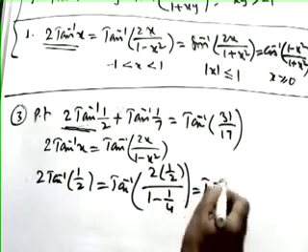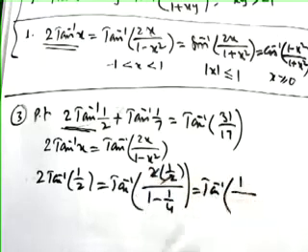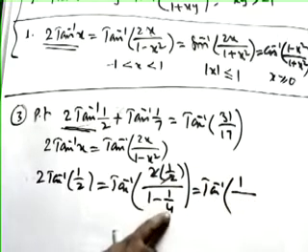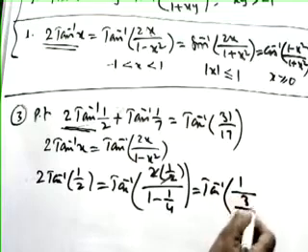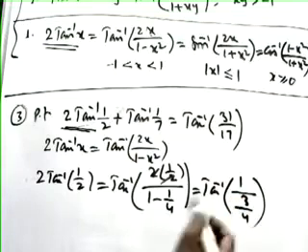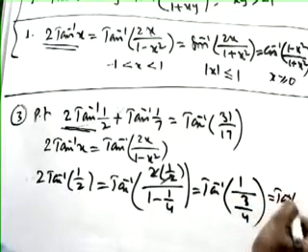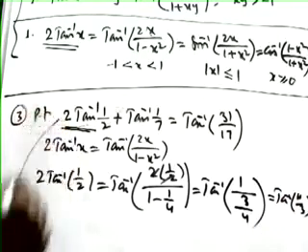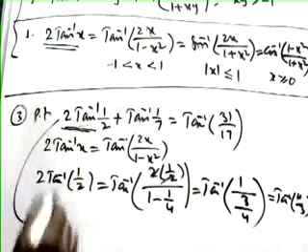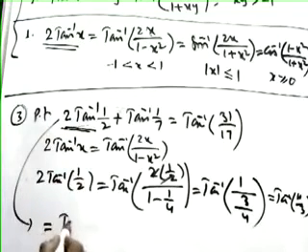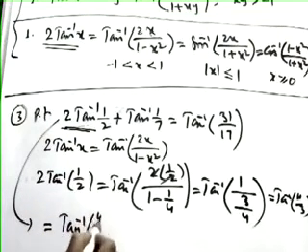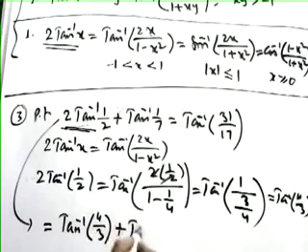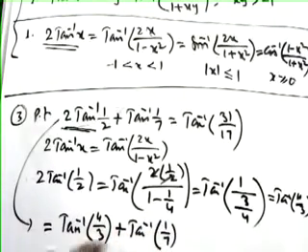1 by 2 square will be 1 by 4. So this will become tan inverse, 2 will get cancelled, 1 divided by, if you take LCM, 4 ones are 4, 4 minus 1, 3 by 4. So bring this 3 by 4 to the numerator, it will be 4 by 3. Okay, 4 by 3. So what will happen? This one, watch carefully. 2 tan inverse 1 by 2 is nothing but tan inverse 4 by 3 plus tan inverse 1 by 7.